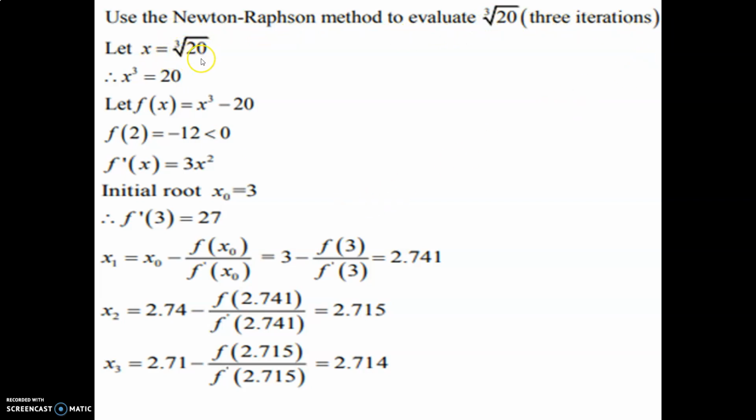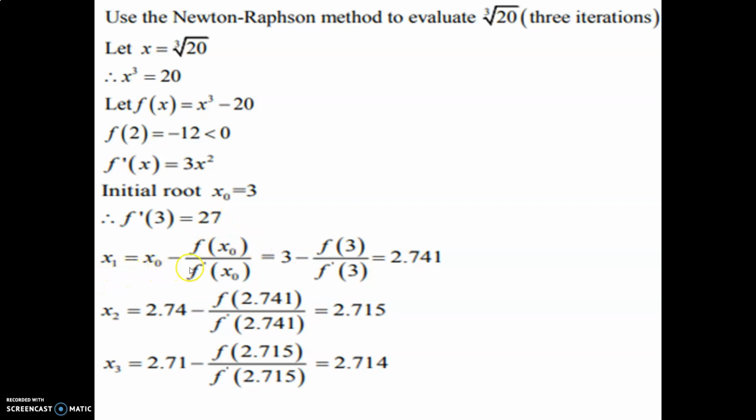x is equal to the cube root of 20, so x cube is equal to 20. f of x is equal to x cube minus 20. First we check f of 2 is minus 12, less than 0. f dash of x is equal to 3x square. So instead of 2 we have to put 3. We have 3 cube minus 20 is 7, that is greater than 0. That's why x0 is equal to 3. It is the initial root we have to consider. f dash of 3, instead of x we have to put 3 there. So 27 is the final answer.